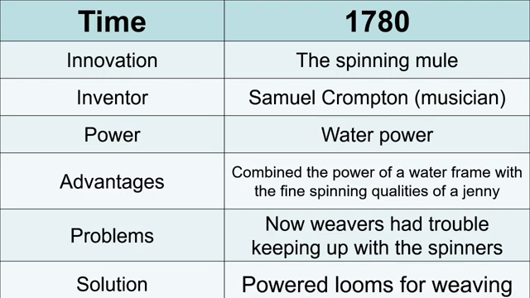And the problem that this created was that the tables were turned now between the weavers and the spinners. Now the weavers actually had trouble keeping up with the spinners because the speed of spinning with this new invention had increased so much. Solution: you need some kind of a powered loom for increasing the speed of the weaving now.